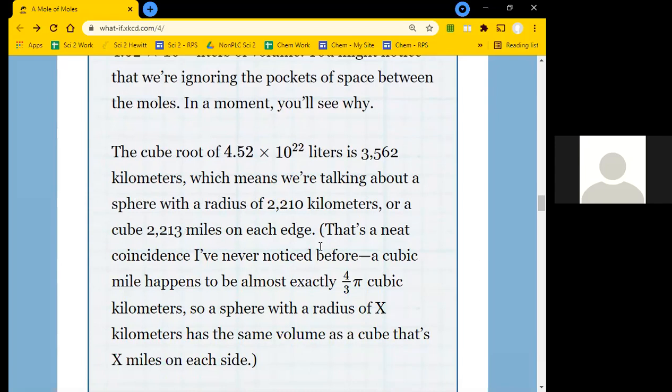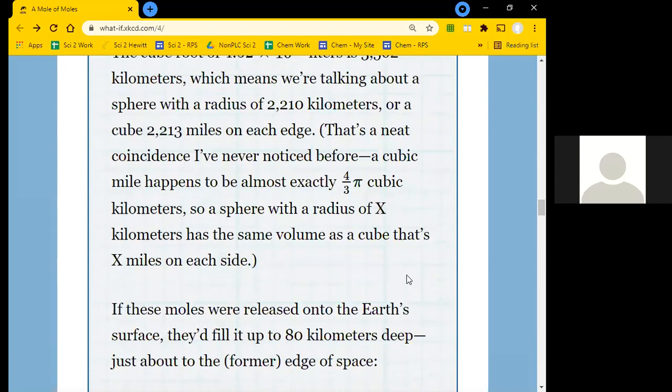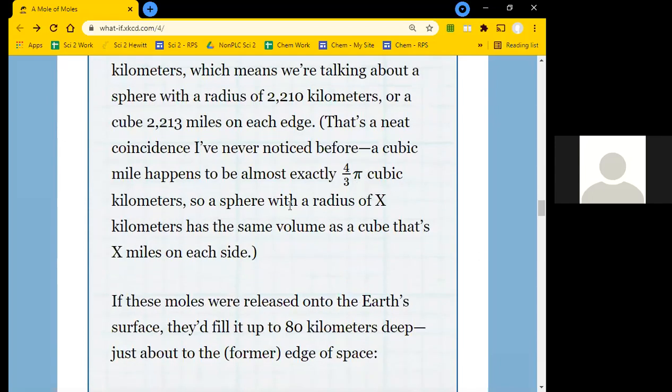That's a neat coincidence I've never noticed before. A cubic mile happens to be almost exactly 4/3 pi cubic kilometers. So a sphere with a radius of x kilometers is the same volume as a cube that's x miles on each side. Just one of the oddities of math.